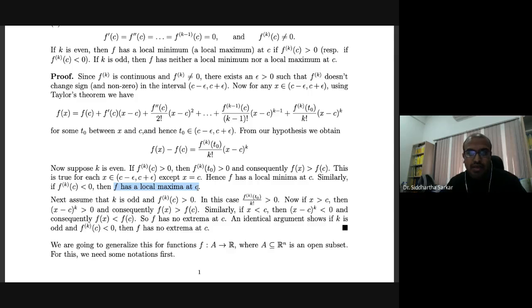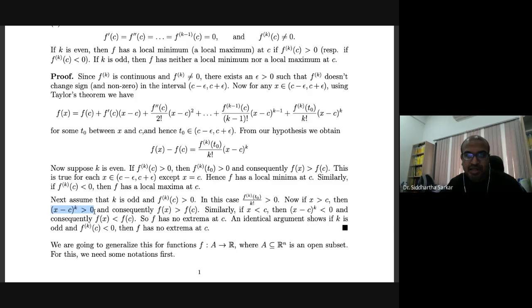Okay, but this particular thing changes abruptly if I have this k odd. Then in that case, if I start with the fact that f^k(c) is positive, then my f^k(t0) is positive, okay, and if x is greater than c, I'll have (x minus c) power k also positive. So for that particular point, f(x) is greater than f(c). So x greater than c should imply f(x) greater than f(c). It's because my k is odd over here and this particular thing therefore is happening.